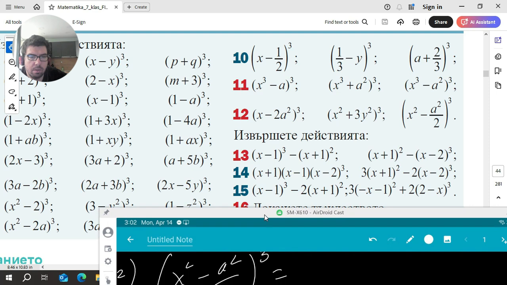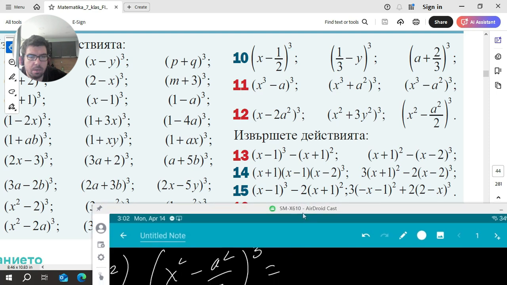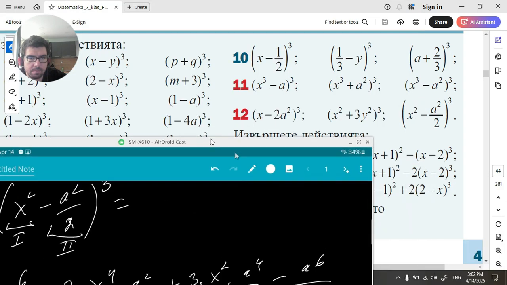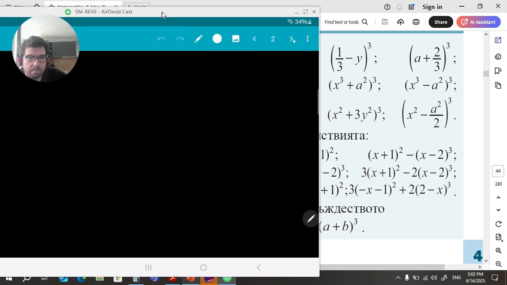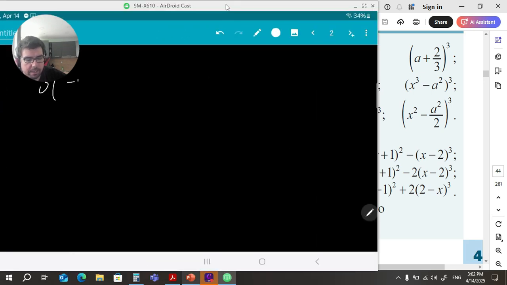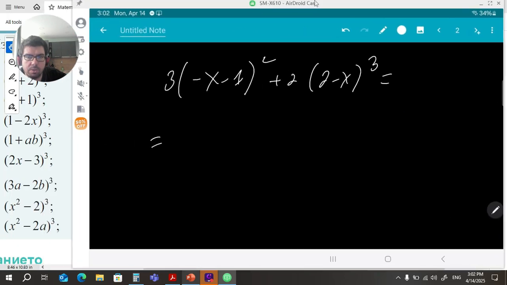Let's do number 15, the second one. Okay, this one here: 3 times minus x minus 1 to the power of 2, plus 2 times 2 minus x to the power of 3. So 3 times minus x minus 1 to the power of 2, plus 2 times 2 minus x to the power of 3. Okay, let's do this one.